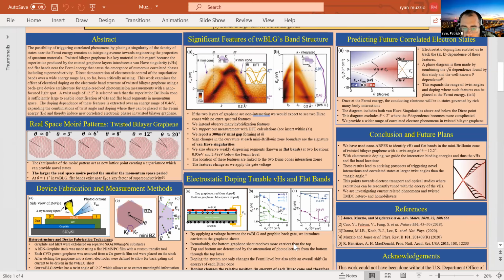Can you clarify again what you're measuring when you're doing the electrostatic doping? What's being measured in that experiment?